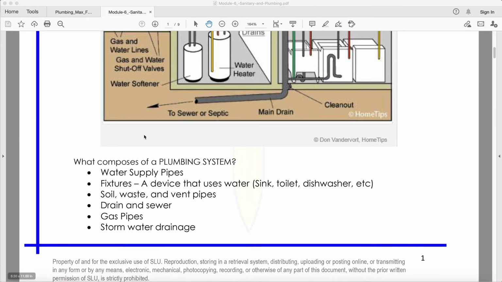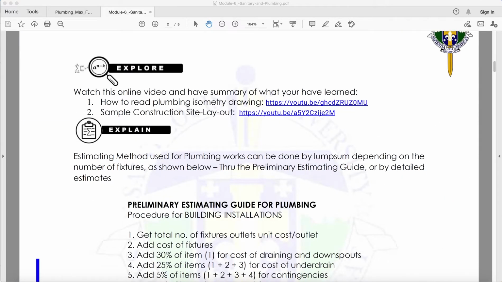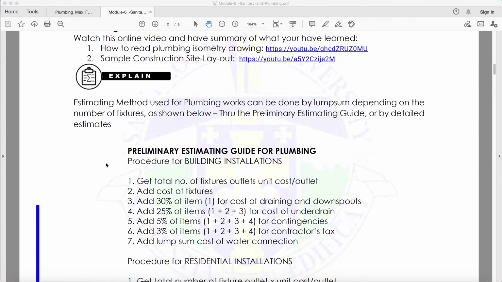So what composes a plumbing system? You have the water supply pipes, the fixtures, the soil, waste, and vent pipes, the drain and sewer, the gas pipes, and the storm water drainage. The estimating method used for plumbing works can be done by lump sum, depending on the number of fixtures as shown through the preliminary estimate guide, or by detailed estimate.